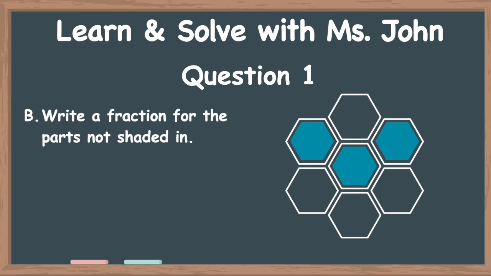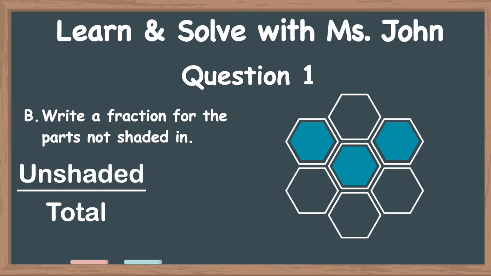Write a fraction for the parts not shaded in. So again, we're going to write our equation first. So we're going to find the total first, then we're going to find the total amount that is not shaded in. So let's begin. So we're going to count the amount of parts that there are total in this image. 1, 2, 3, 4, 5, 6, 7. So there's 7 parts in this image in total.